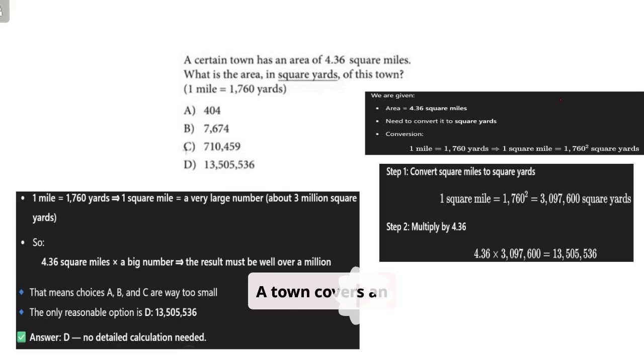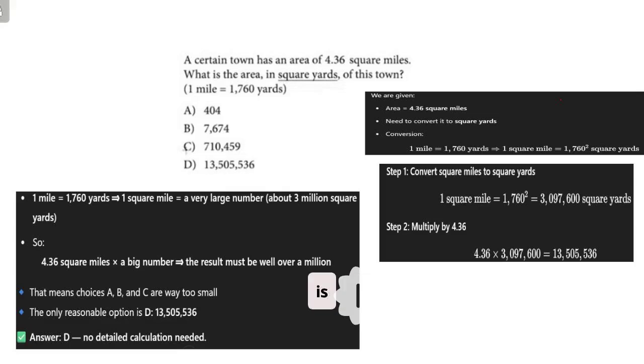A town covers an area of 4.36 square miles. We need to find this area in square yards. We know that 1 mile equals 1,760 yards. To convert square miles to square yards, we must square the conversion factor. Since 1 mile is 1,760 yards, 1 square mile is 1,760 yards times 1,760 yards, which is 1,760 squared square yards.